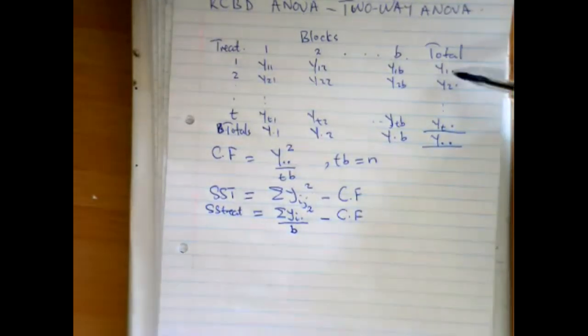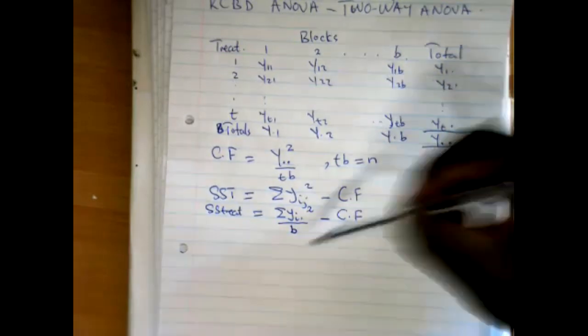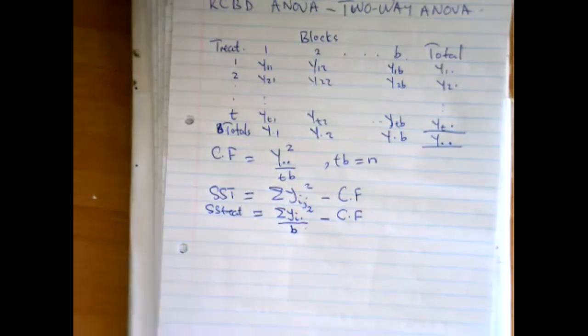So we are adding this squared plus this squared plus this squared. These are the totals. We divide by the number of blocks. So that's why we are dividing by B. You count the number of blocks. Okay.